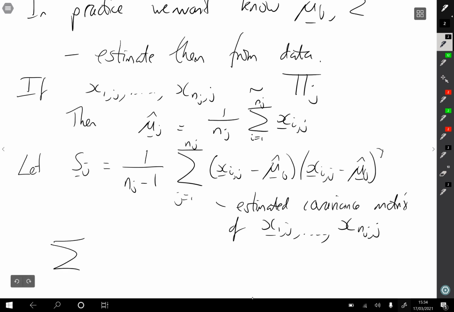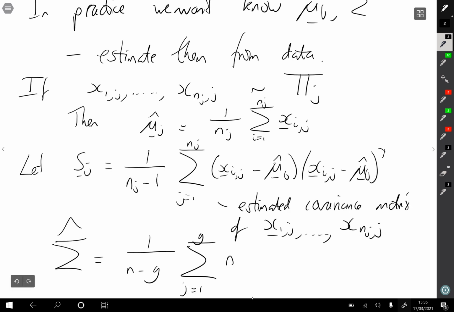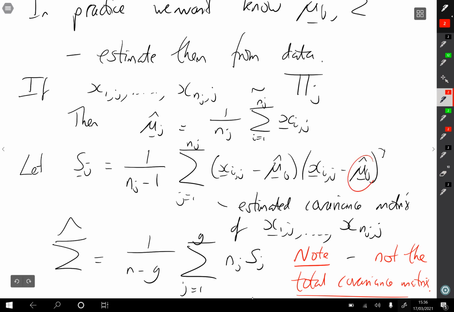Then our estimate of sigma is to pool all these estimates. There are various forms we can use, but essentially something like 1 over n, or 1 over n minus g for g groups, times the sum of j equals 1 up to g of nj Sj. That gives us an estimate of the covariance matrix sigma for all the populations. Note that this is not the total covariance matrix. I've used different population sample means for each of the populations, so this is not the covariance matrix of all the data.